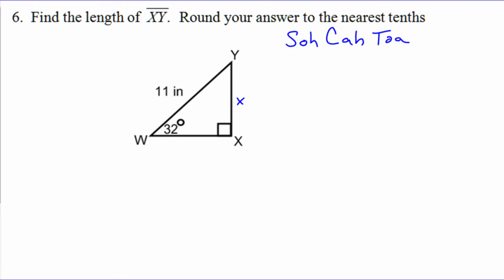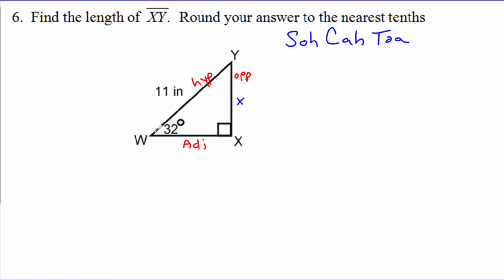In this case, if I label the three sides, x is opposite from 32. If I travel through the triangle over to x, that's opposite. If I go to the leg that's right next to 32, that would be this side. This is what we call adjacent. Adjacent just means the leg that is next to. And then if I go across from the right angle, there's my hypotenuse, right?